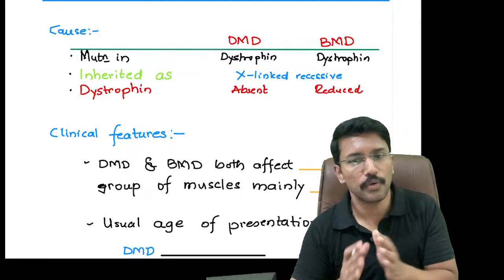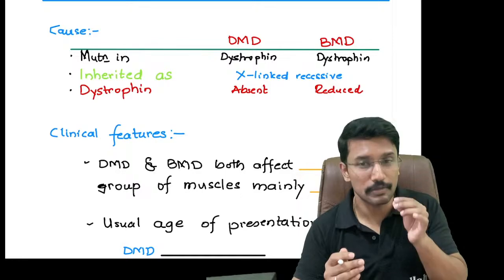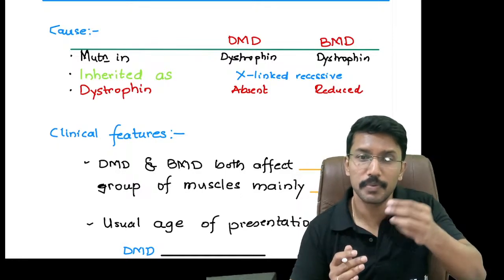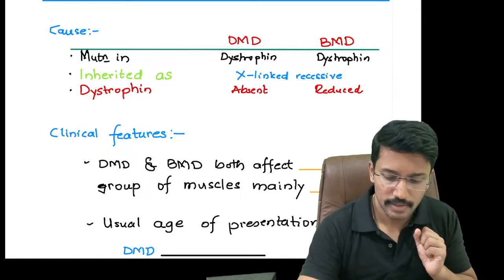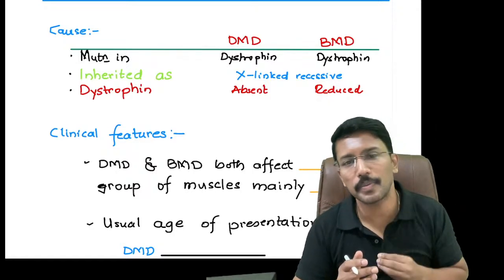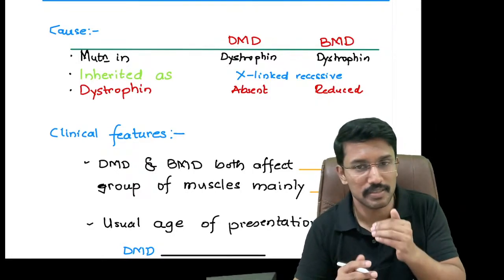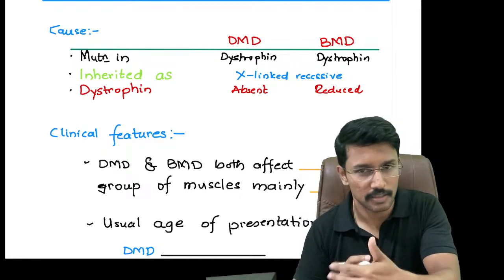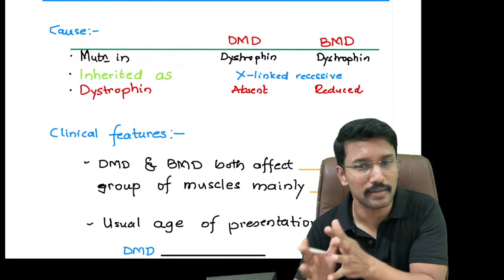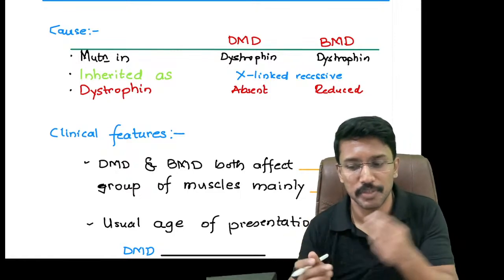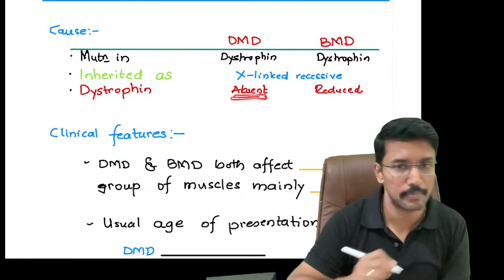When the dystrophin protein is totally absent, it will severely affect the muscle. The patient will present much earlier with more profound weakness. On the other hand, if it is reduced, the patient will not present early, usually not in childhood. They present late, in the teenage years or early adulthood. And it may not impact the patient's physical strength as much as it would if it is totally absent, right?